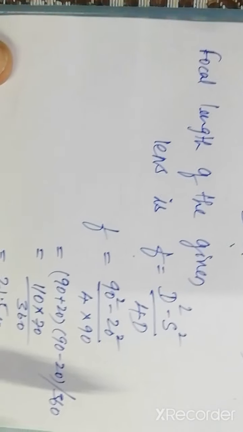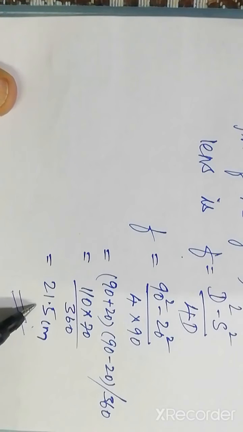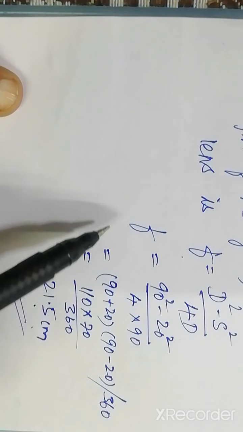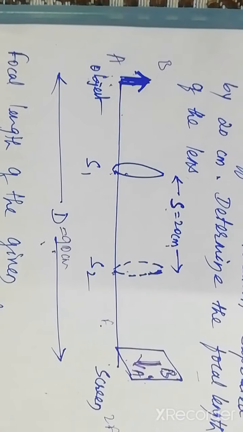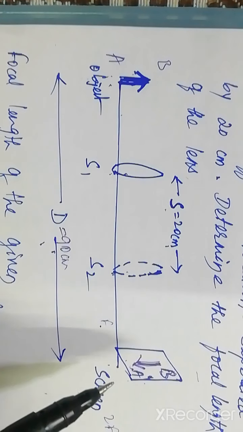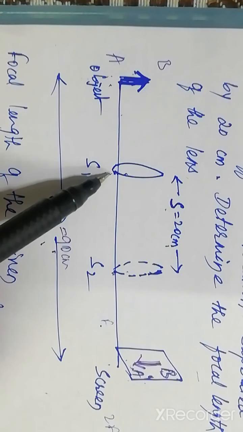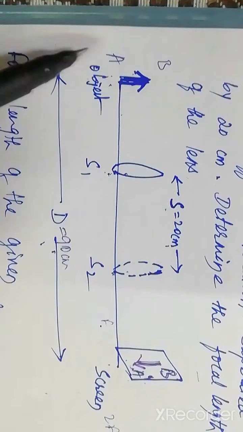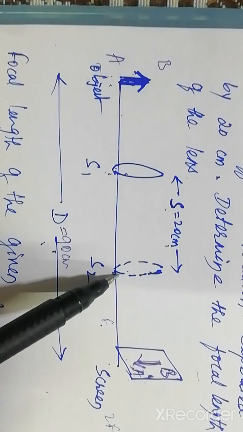So on substitution and calculation, the focal length of the lens comes out to be 21.5 centimeter. So the object and the screen distance should be more than 4 times of the focal length of the given lens to obtain the image of the object on the screen for two different locations of the lens.